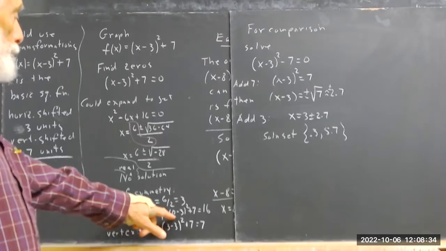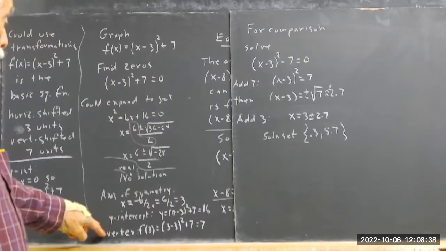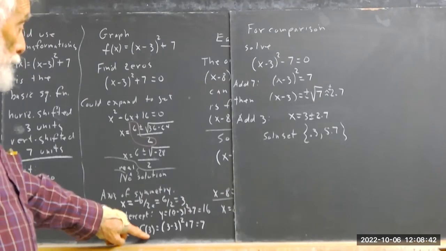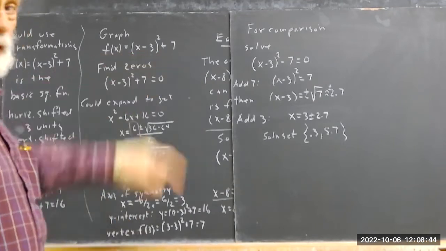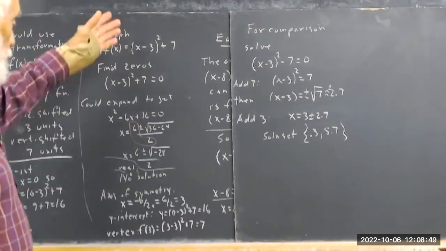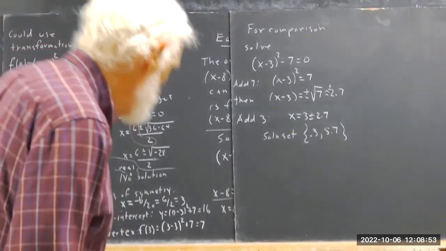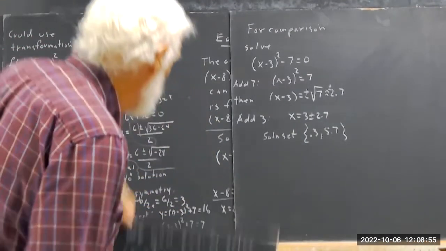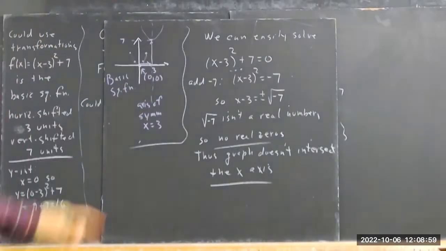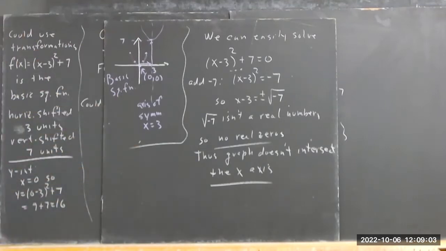First, the y-intercept, we plug in 0 here, and we easily get 16. The vertex occurs when y equals f of 3, plug in 3, we get 7. So we've got all the information we need. So this is one way to obtain the graph. And the graph ends up looking like this.